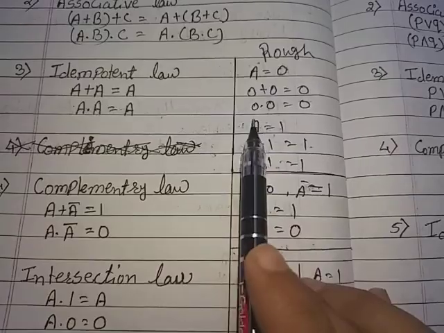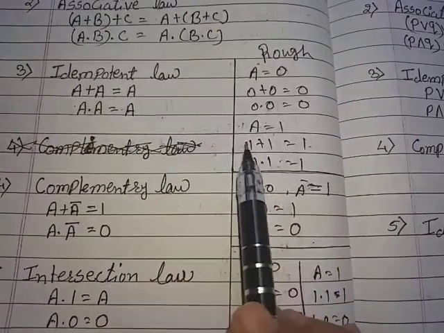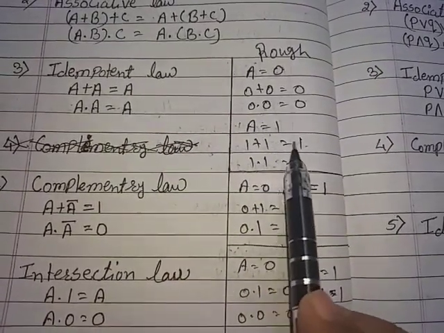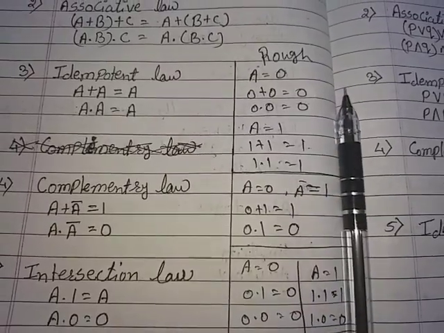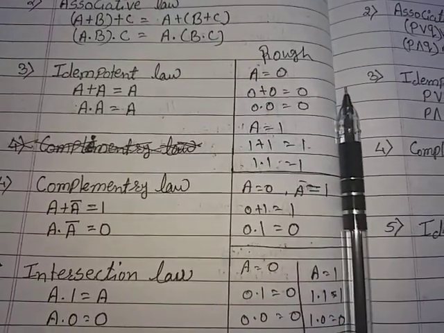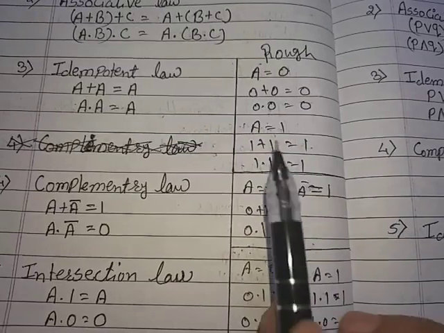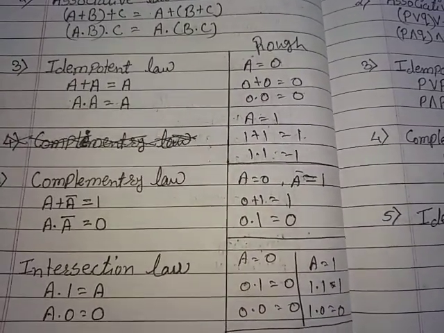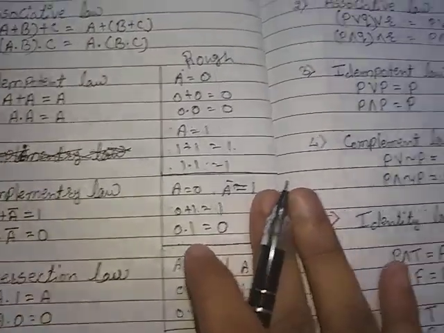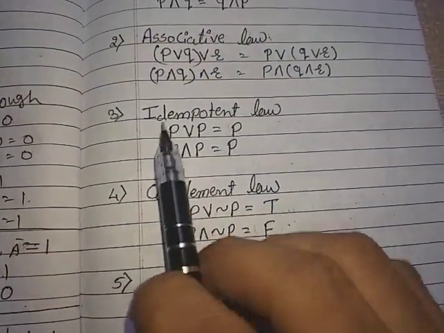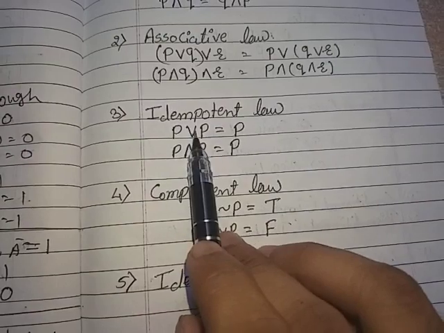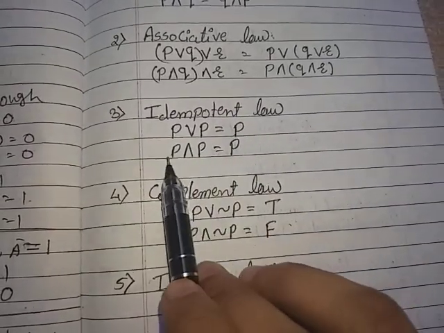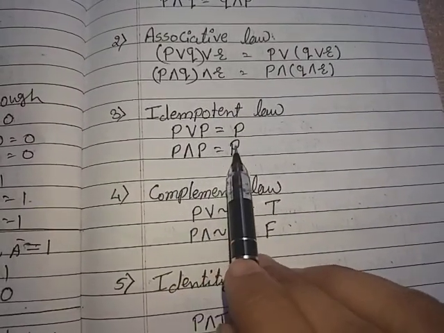low. Suppose A is equal to 1. So 1 plus 1 is equal to 1. OR gate, when both the inputs are high, output is high. 1 dot 1 is equal to 1. AND gate, when both the inputs are high, output is high. The same rule is applied in mathematical logic as well, where P disjunction P is equal to P and P conjunction P is equal to P.